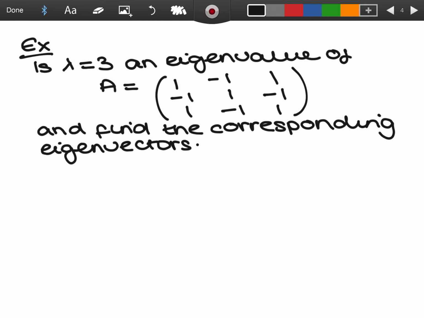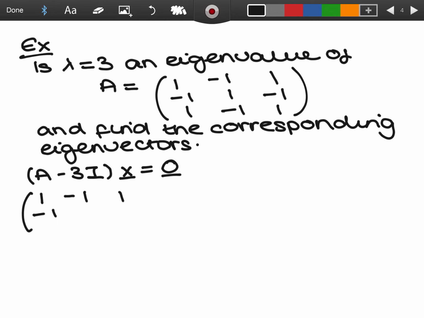Okay, so let's check whether lambda equals 3 is in fact an eigenvalue. We know that we have to plug it in here and see if there is a non-zero vector x such that this is true. So we need to find a non-zero vector x such that when I multiply that vector by A minus 3I, I get the zero vector.